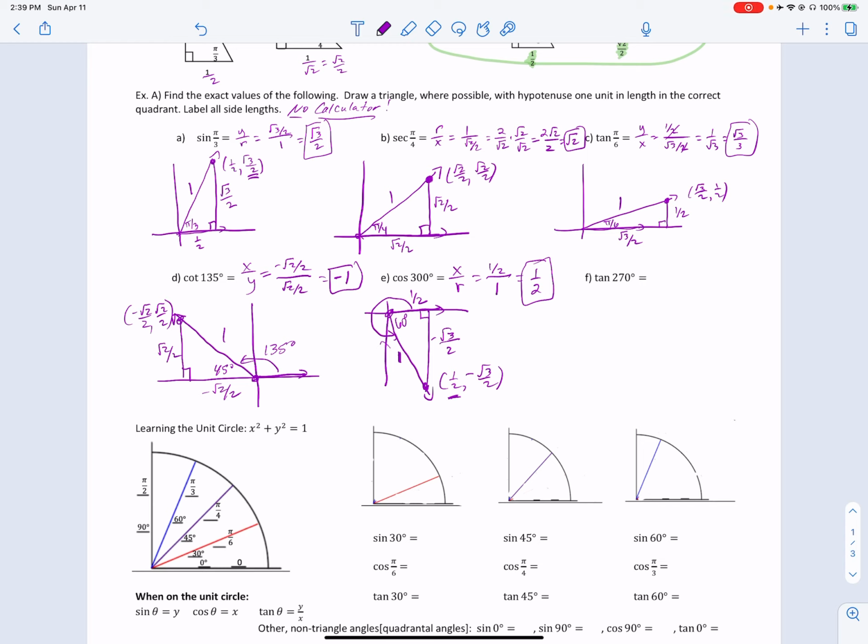Then we have tangent of 270. Well, 270 rotates around and it ends on an axis. And so that's one of those quadrantal angles. So we think of being on a unit circle, this point would be 0, negative 1. So x is 0, y is negative 1, and we're on the unit circle. R is always positive, r is 1. Tangent is defined to be y over x, which is going to be negative 1 over 0, and that is not possible. It is undefined.